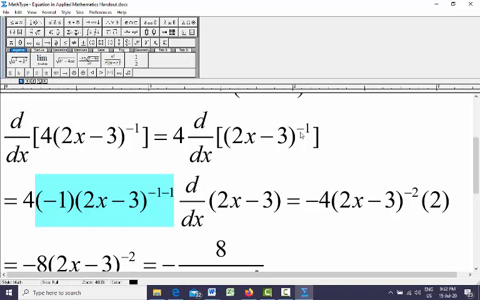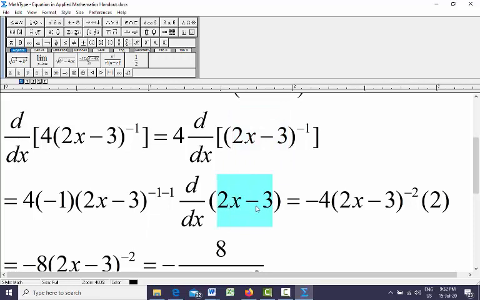Now we have already done the differentiation of the power. That means we have already processed the power. Now we can process what is inside. Inside we have 2x minus 3.